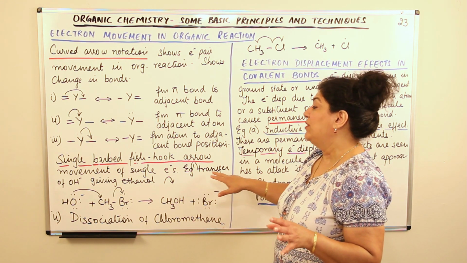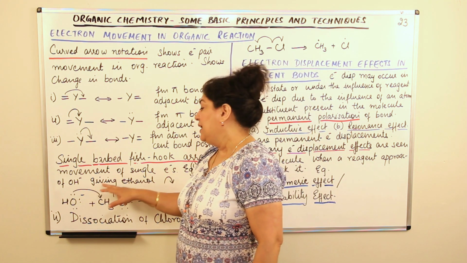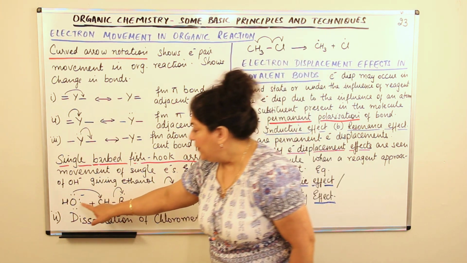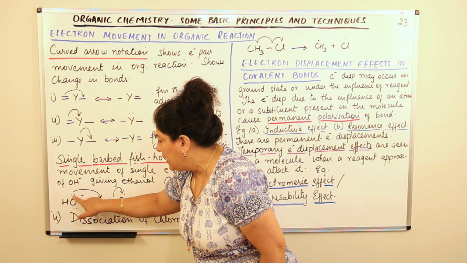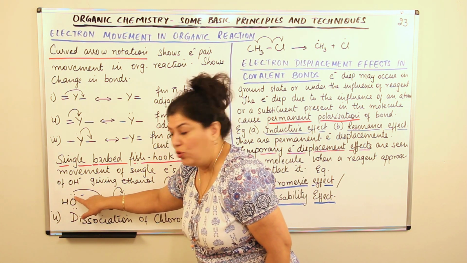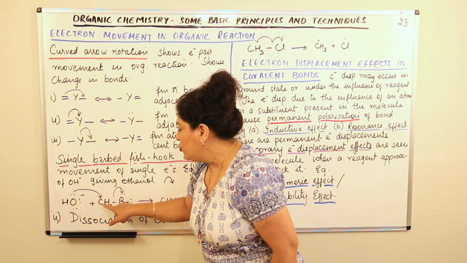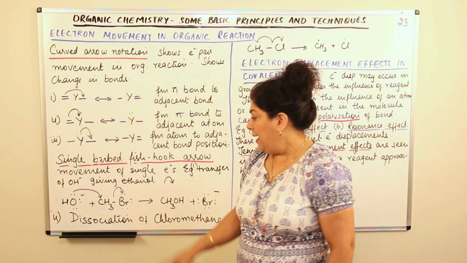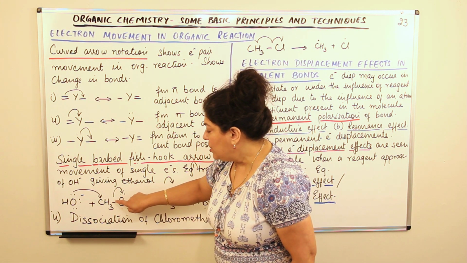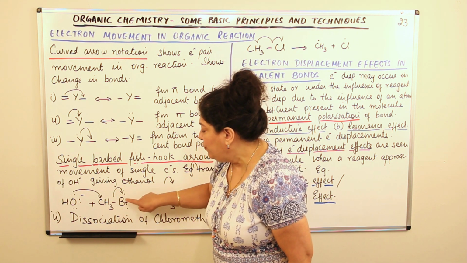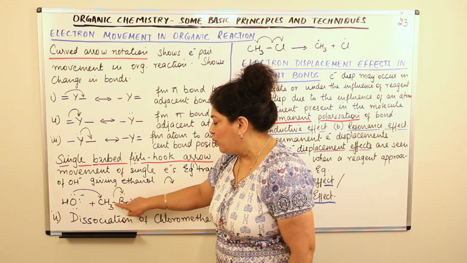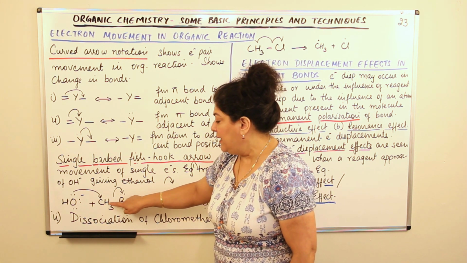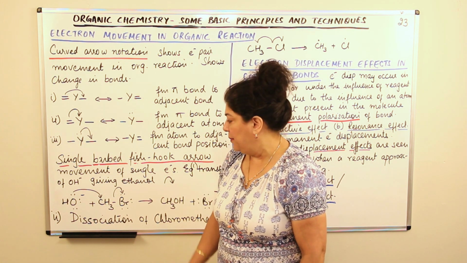For example, you have the transfer of OH negative giving ethanol. Here you have the OH negative ion, and in the OH negative ion, one of the lone pairs of electrons on oxygen goes to CH3. And the electrons of this bond move towards Br. So Br, which had 6 electrons plus 1, 7 electrons, the 7th electron was forming a bond with the carbon.